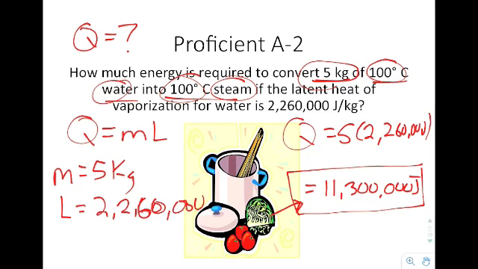It's about 11 pounds, a little bit more than a gallon, about a gallon and a half. It takes 11,300,000 joules to vaporize that once it's at 100 degrees. So after you raise the temperature to 100 degrees, it takes 11 million more to get rid of all of it and convert it into steam. It's a lot of energy.